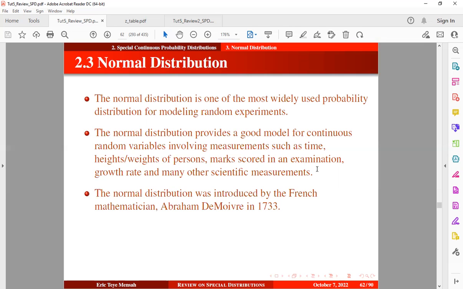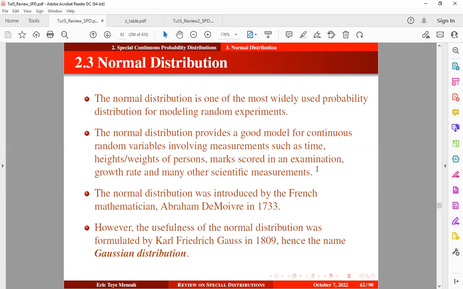Okay, so the normal distribution was introduced by the French mathematician Abraham de Moivre in 1733. He actually developed the mathematical equation of the normal curve and also used it to approximate probabilities associated with binomial random variables when the sample size is large. And this is related to the central limit theorem, which provided a basis from which much of the theory of inductive statistics is founded. Okay.